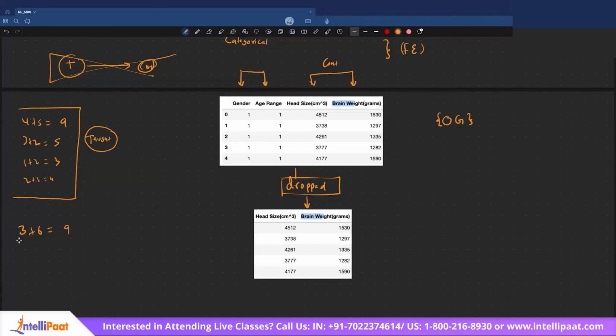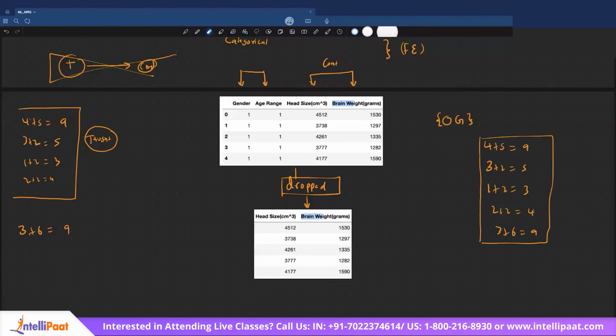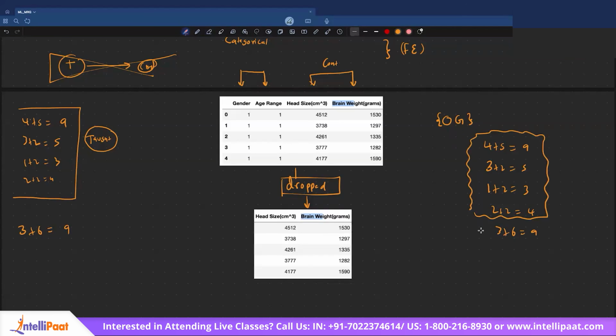I'll tell you why. Imagine you have an entire data set of all these numbers. 4 plus 5 equals 9, 3 plus 2 is 5, 1 plus 2 equals 3, 2 plus 2 equals 4, and 3 plus 6 equals 9. This is my entire data set. To train my machine learning model how to do addition, what will I do? I will divide my data set like this. All this from the top will be used for training, but I will keep this number separate. Why will I keep this number separate?